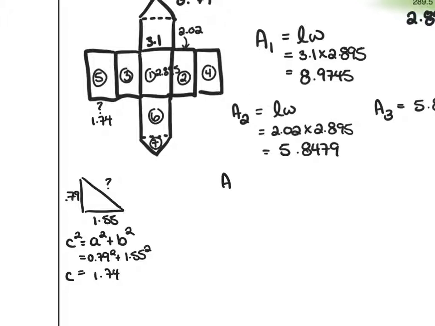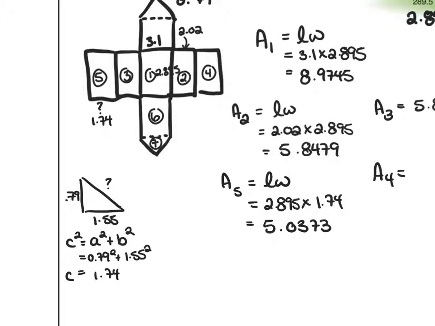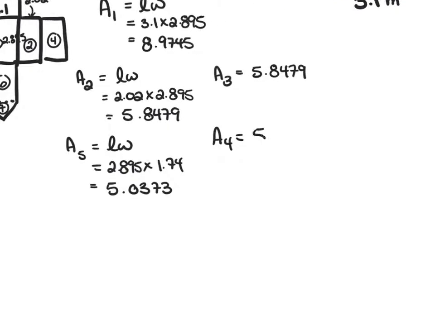Sometimes you have to do a couple little extra calculations to figure it out, especially with circles and cylinders. You're going to have to find the circumference, but you'll see when you get there. So we're going to do area 4 and 5. And again, it's just a rectangle, and they're the same. So 2.895 again, but times our 1.74 that we found out. Which gives us 5.0373. Area 4 is the same.